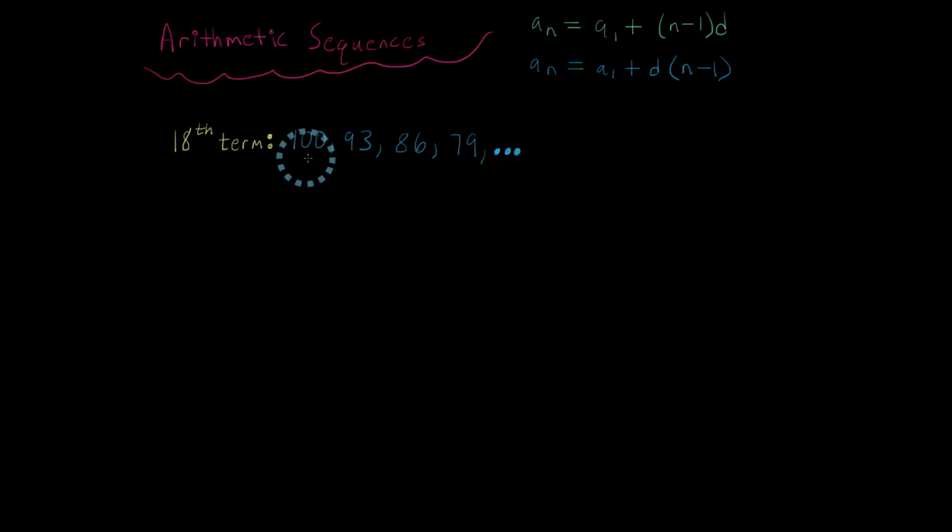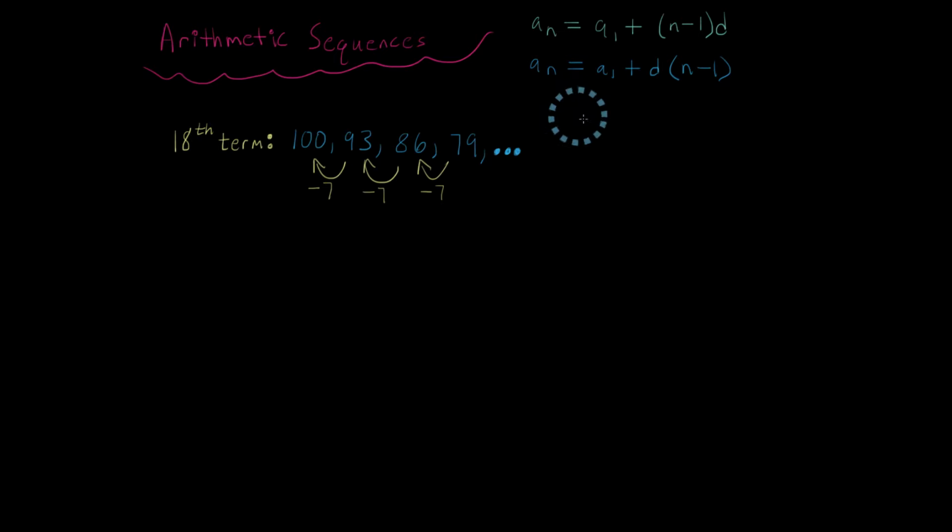Okay, so here's the next problem, and I want to find out what the value is going to be in the 18th term. So the first thing I'm going to do is just find the common difference here, and that's going to be pretty easy. I'm just going to make sure it's consistent. Notice the sequence is decreasing, so my common difference is negative 7. Negative 7, it's decreasing by 7.